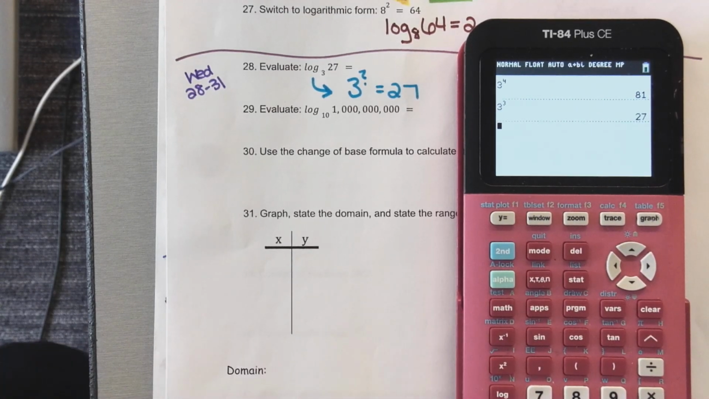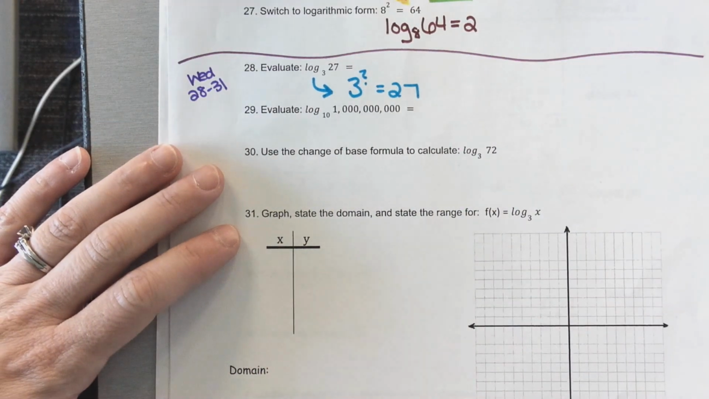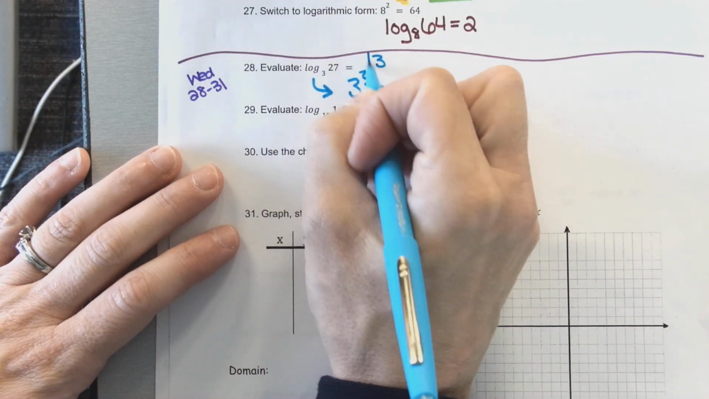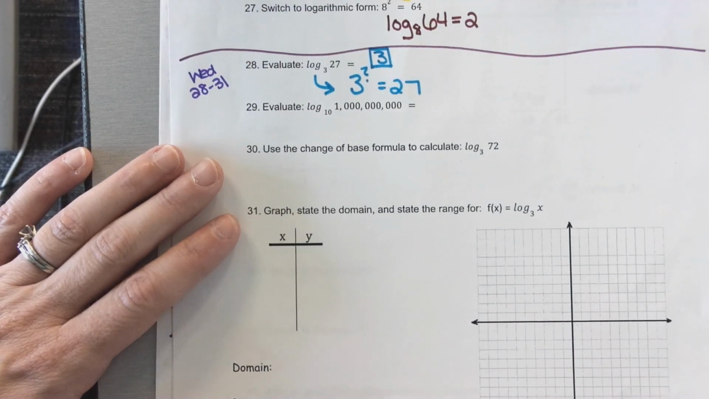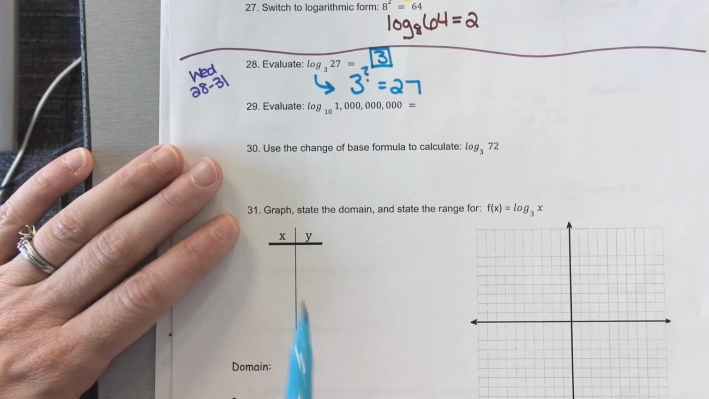So 3 to the 3rd. Do you see how you can check though? You can try them and see which one's going to be right. So 3 to the 3rd. My answer for this one is 3. So you're looking for an exponent as your answer.